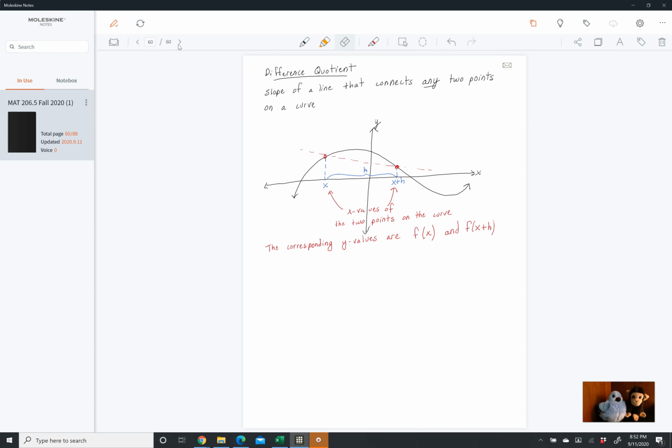Our difference quotient is still the slope, right? So it's going to be f of x plus h. That's the first y value, right? Our second y value is f of x.